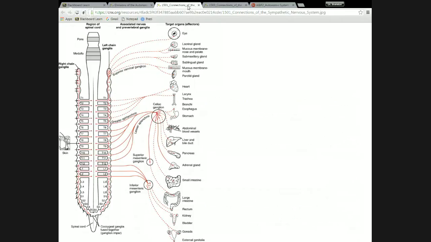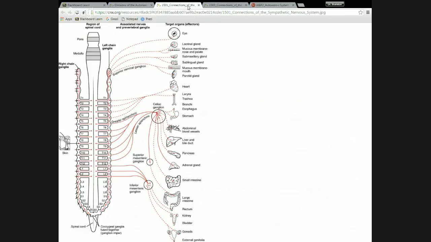In lab, I talked about where they are in relation to a cross-section of the spinal cord. Those axons come out into the spinal nerve. They very quickly leave the spinal nerve and enter into the sympathetic chain ganglia system here, where they're going to make synapses.